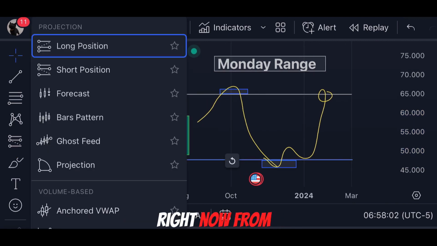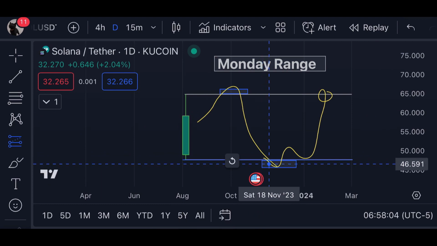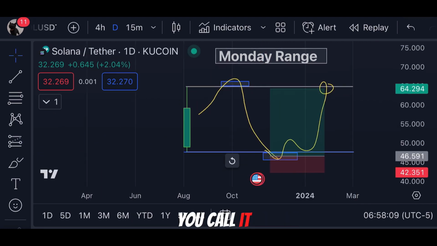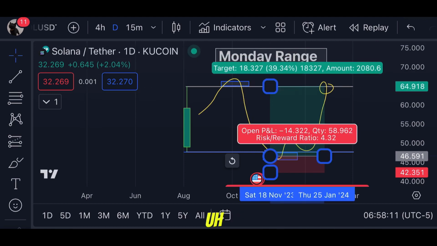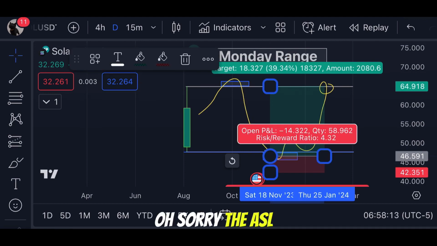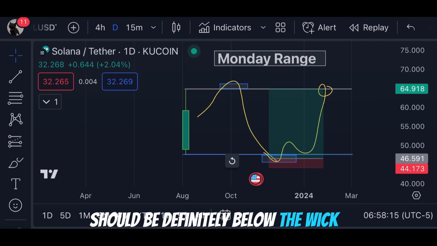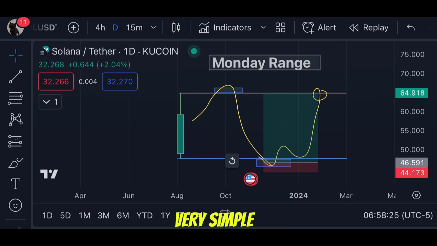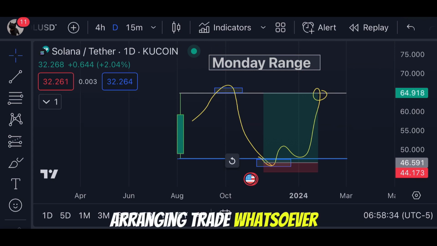What you guys have to do right now from the demand zone is to open a long position till this supply zone. The SL should definitely be below the wick. Do you guys see this? This is like a 7 to 8 risk to reward ratio, 6 risk to reward ratio trade. This is a very simple trade setup, and this is a simple method of range trading. Monday range trading is definitely considered a very good ranging trade.